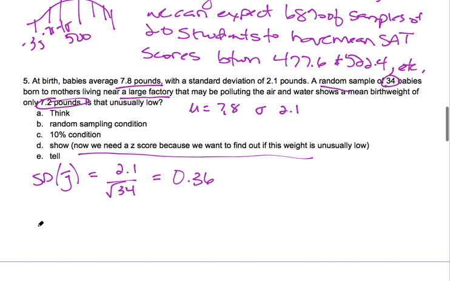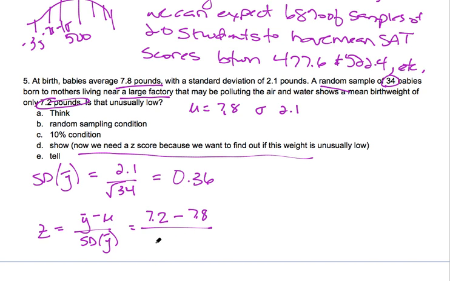Okay, now we need to know what the z-score is. So z, we're going to compare this y bar minus mu over the standard deviation of just this sample. In this sample, 7.2 pounds is what it comes out to, minus 7.8, because that's the mean that we expect to see, over 0.36. My z-score is negative 1.67.